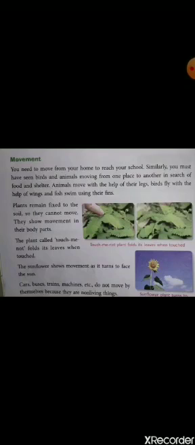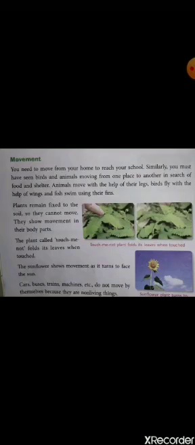Living things move on their own. They have their own choice to move anywhere. You must have seen birds and animals moving from one place to another. Why are they moving? They move in search of food and shelter. Animals move with the help of their legs. Birds fly with the help of their wings. And fish swim using their fins.